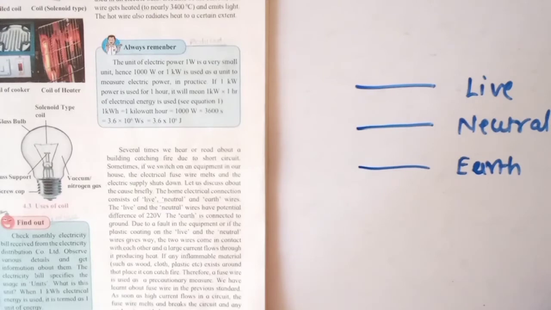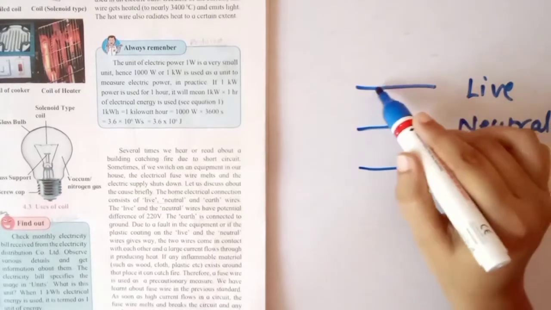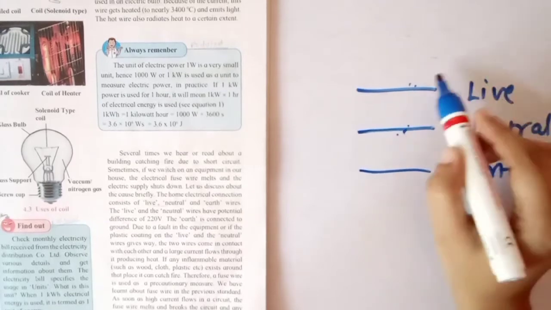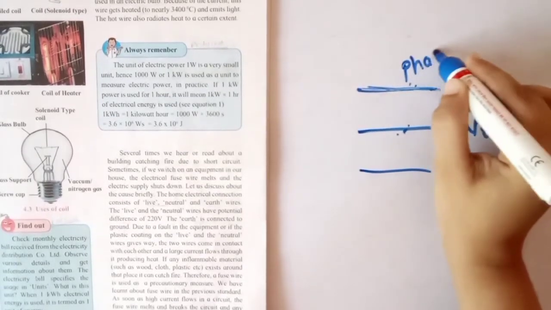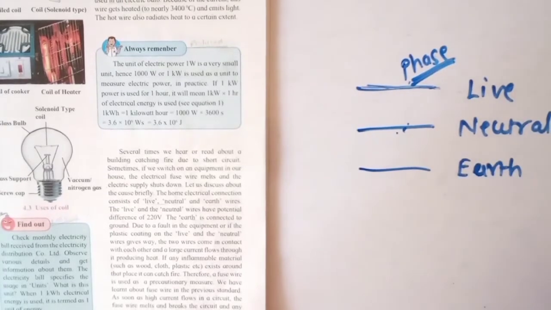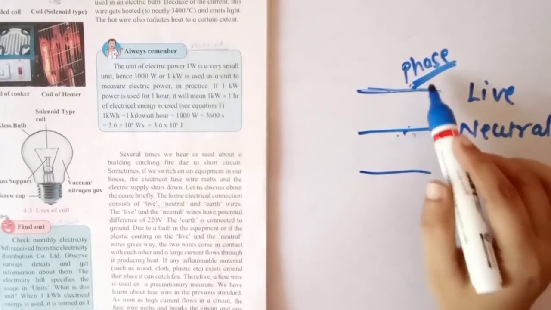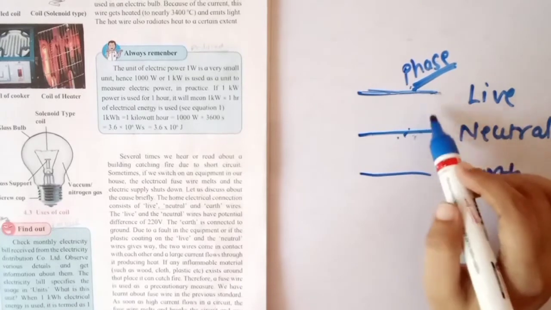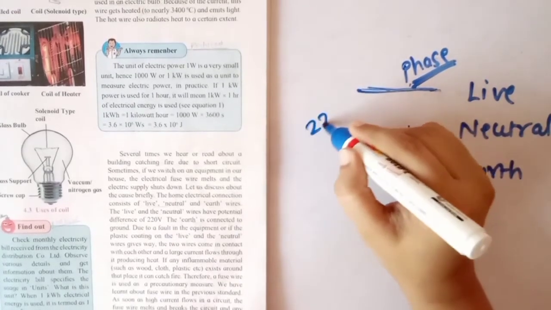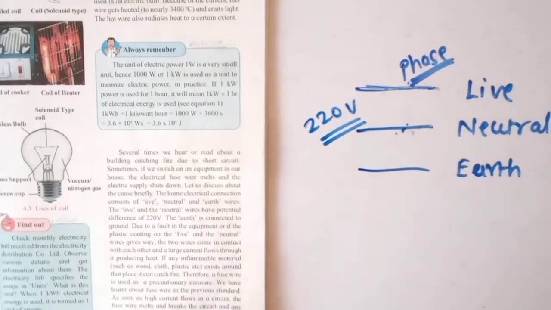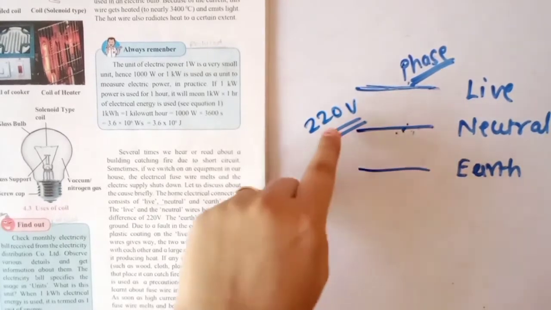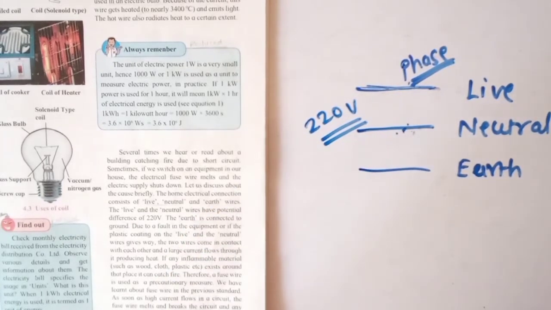The live and the neutral wires have a potential difference. This live wire, meaning the phase wire, and the neutral wire make a potential difference of 220 volt. The supply we get in our home is near about 220 volt.